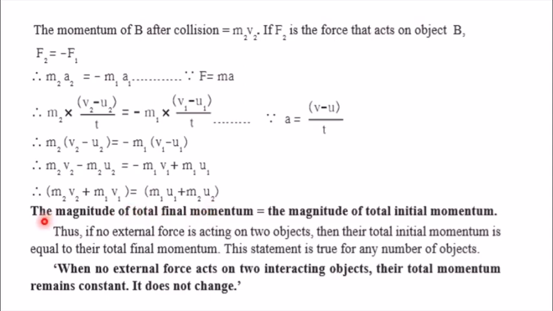So that means the magnitude of total final momentum is equal to the total initial momentum. With this we come to know that both the magnitudes are the same. The magnitude of total final momentum and the magnitude of initial momentum is the same. So that means if no external force is acting, the momentum remains constant and it does not change.